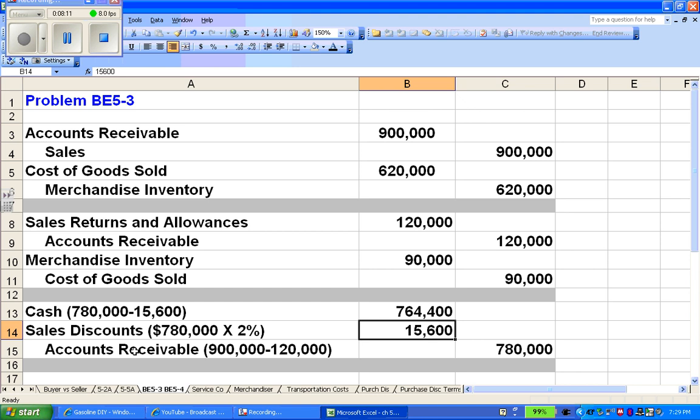So those are all the entries that would be made for Monroe Company for those three business transactions. All right, that's it for BE5-3.